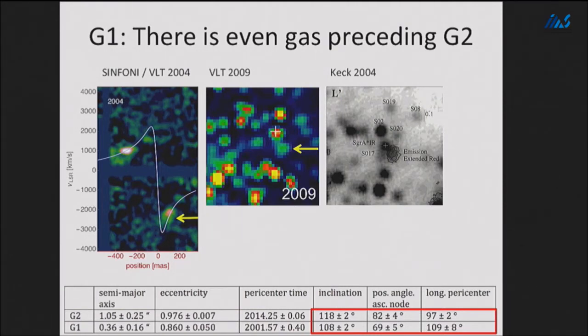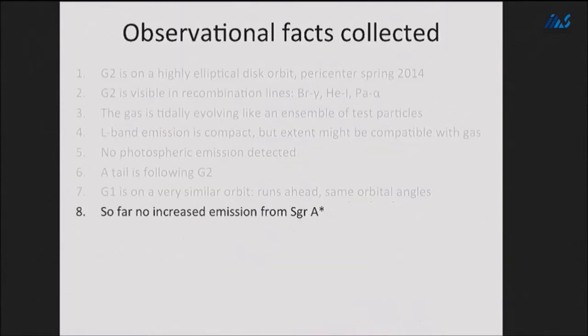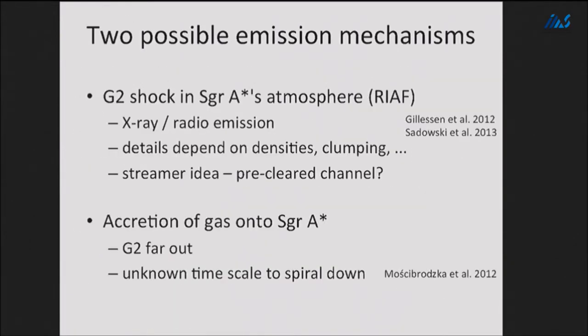So we haven't seen any increased emission, and I think there have been two reasons to believe that there might be increased emission. One is that the G2 cloud would form a shock in such a star's atmosphere that would lead to X-ray emission, as we have predicted, or Alexander Sadowski has, of course, predicted the radio emission. But the details on that depend on the clumping, the densities, and so on. And I'm not so sure, if you have a streamer of gas, how that idea would still lead to a shock. I don't think so.